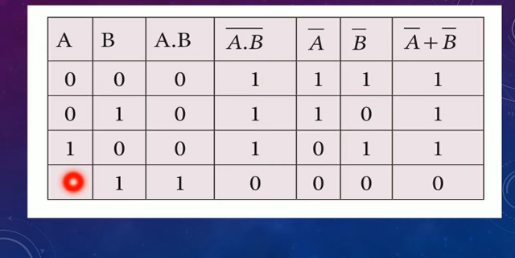Now come to this one, A, B, 1, 1. So 1 into 1, A dot B, 1. We are taking inverse, so 1 becomes 0. That is A dot B the whole bar. And if we go to this side, A bar, already A is 1, so taking bar, 0. And B is 1, taking inverse, 0. So here next, A plus B, that is A bar plus B bar. Already A bar is there, B bar is there, therefore 0 plus 0, you will get 0. So this is the truth table for the second theorem.